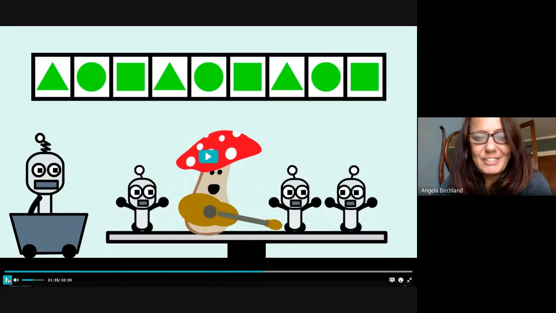Square. Did you notice that the last part of the pattern always rhymes with something that he sings? I wonder what the next one will be like.